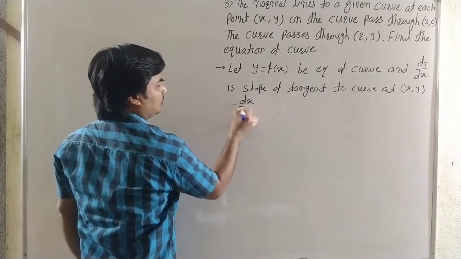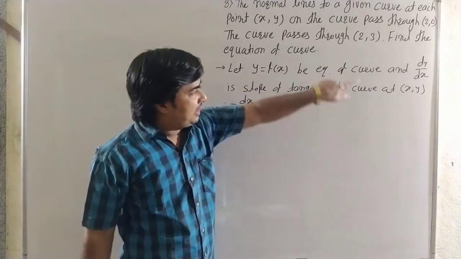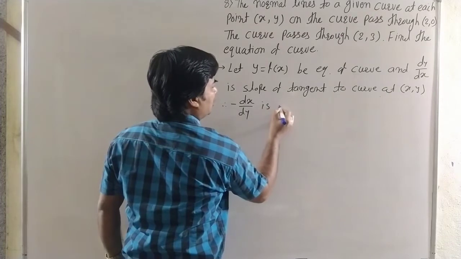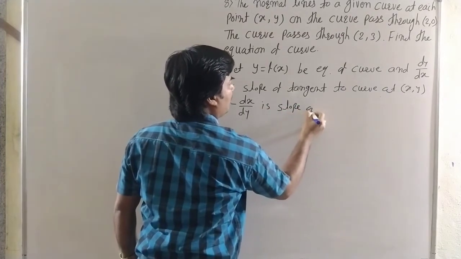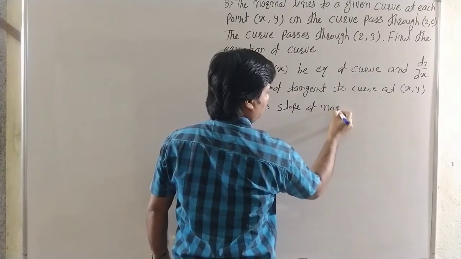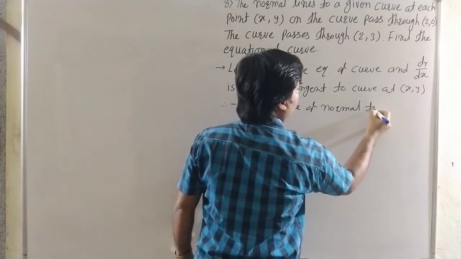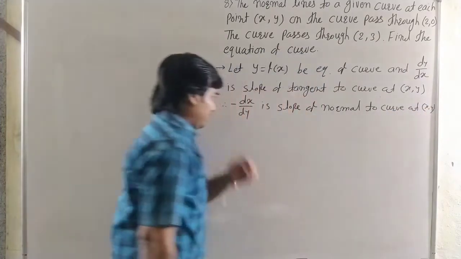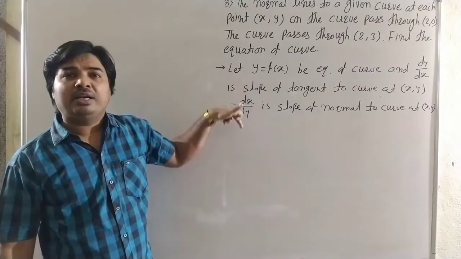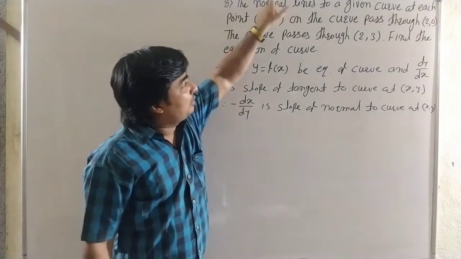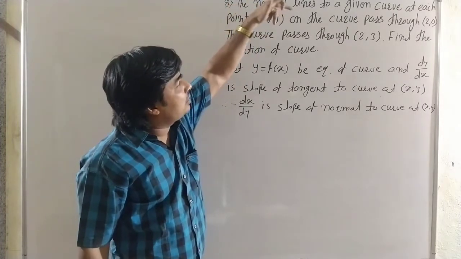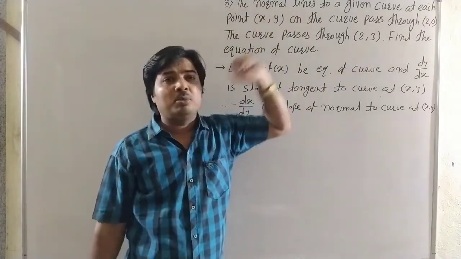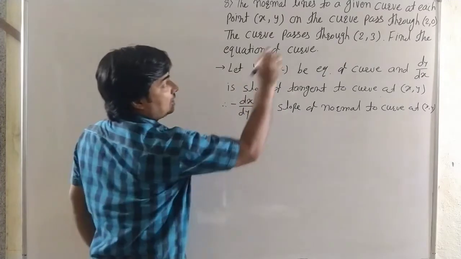See carefully, dy by dx is the slope of the tangent, therefore minus dx by dy is the slope of the normal to the curve at x comma y. Here the normal lines to the given curve at each point x comma y on the curve pass through 2 comma 0. Therefore first we find the equation of the normal passing through 2 comma 0.